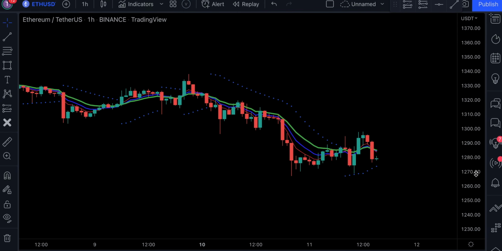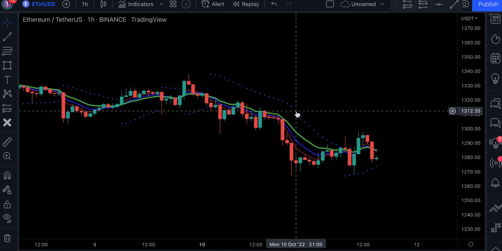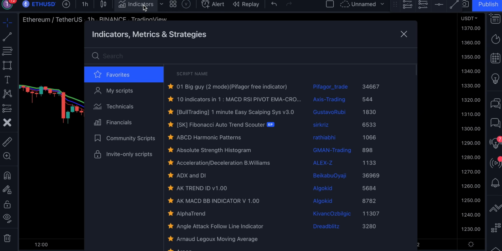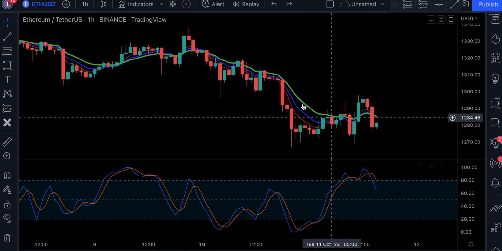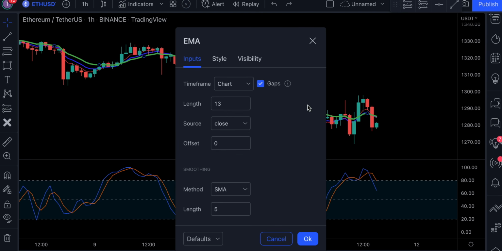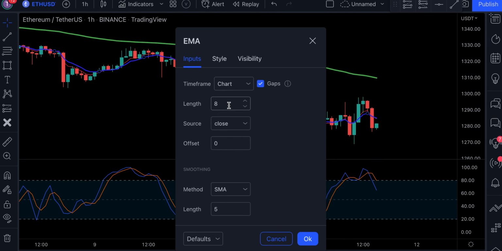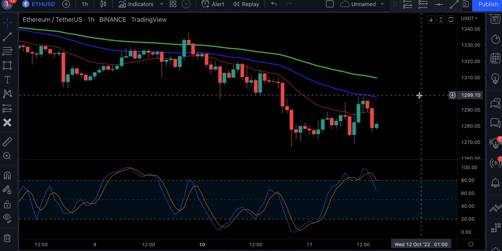So the first step will be to get rid of this Parabolic SAR indicator and add a different confirmation indicator, which is called the Stochastic RSI. The next step will be to change the length on these moving averages. So first, let's replace the 13 by 100, the 8 by 50, and the 5 by 20. Now we have the setup ready, let's learn the trading rules.